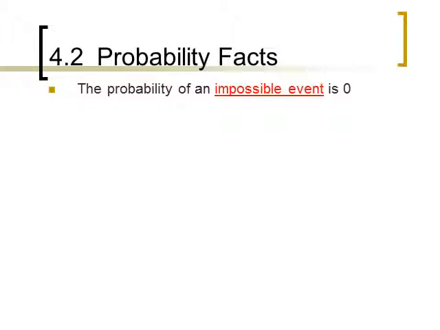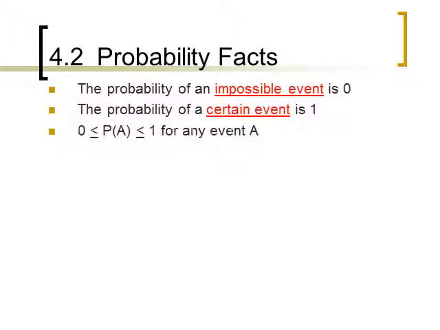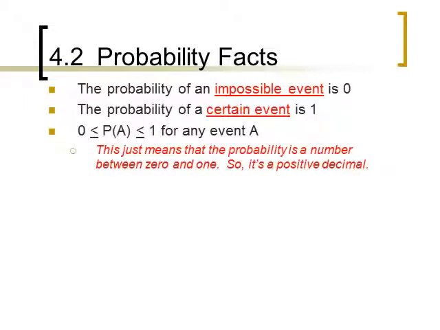And then here's some probability facts. The probability of an impossible event is 0. And then the probability of a certain event is 1 or 100%. So any probability should range between 0 and 1. And so remember that percentages, for instance 50%, can be written as a decimal 0.5. So the probability has to be a number between 0 and 1. It has to be a positive decimal.